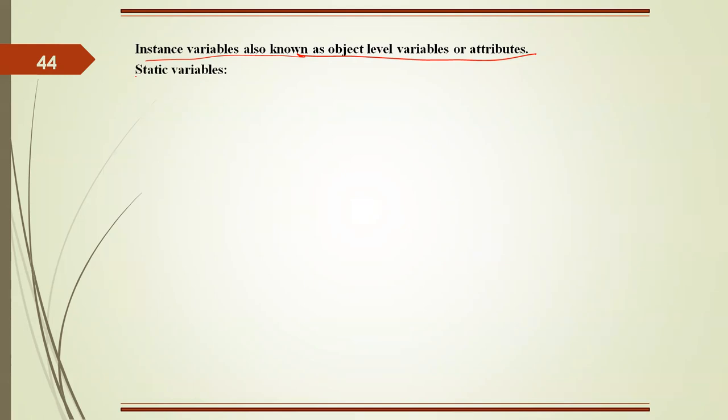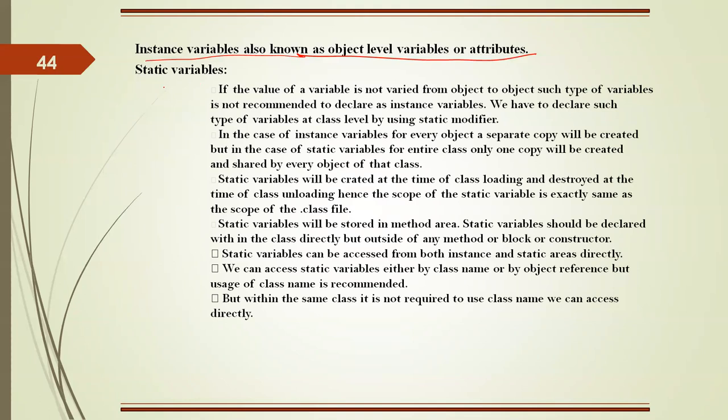Now static variables, here are some points, guys. This is a very important and very tough topic in Java. If the value of a variable does not vary from object to object, it is static, right? Such a type of variable is called a static variable. It is not recommended to declare it as an instance variable. We have to declare such a variable at class level by using the static keyword.